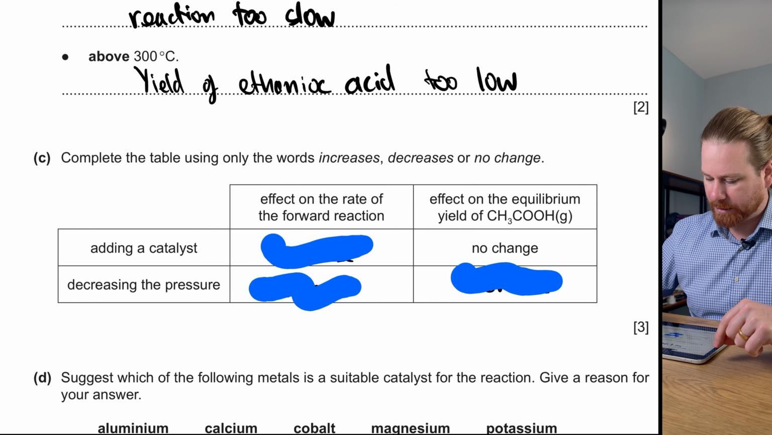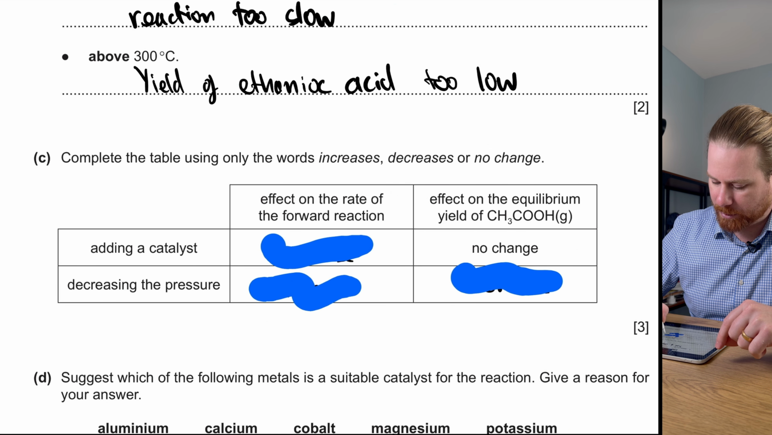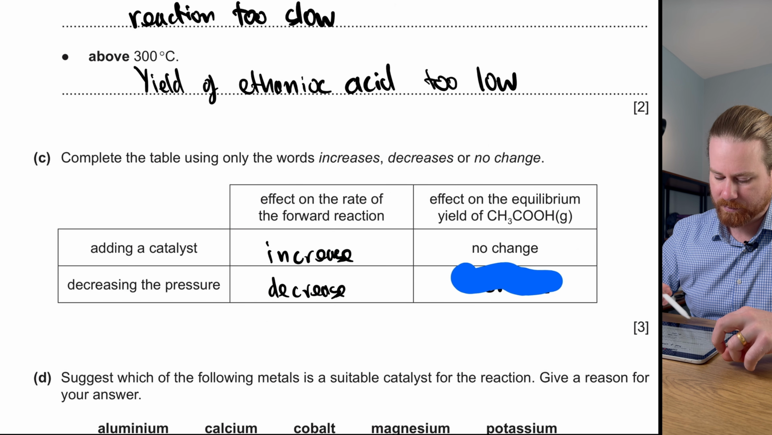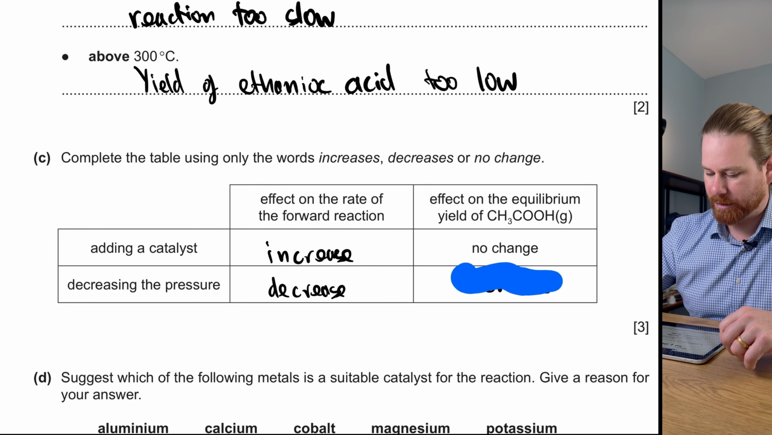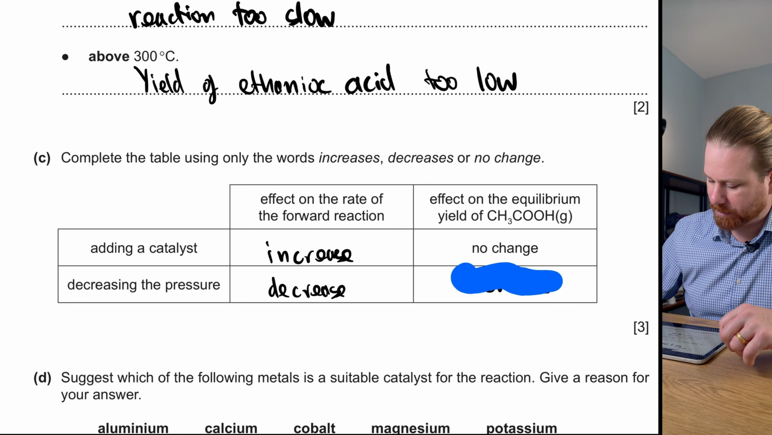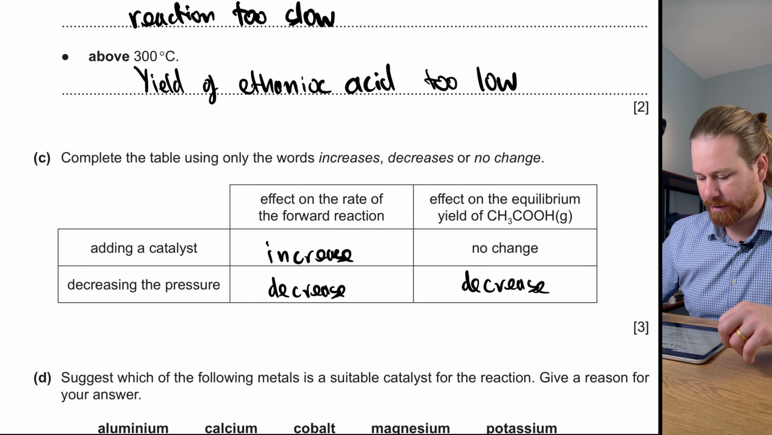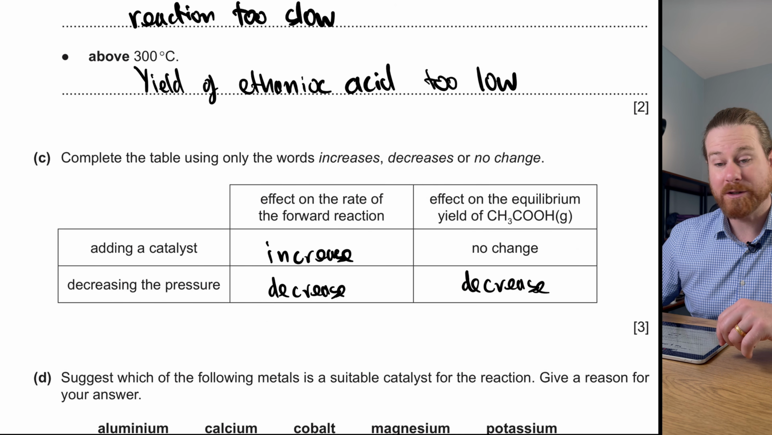Okay, so let's complete this table. Adding a catalyst increases the rate of forward reaction. Decreasing the pressure decreases the rate of the forward reaction. And finally, the effect on equilibria: decreasing the pressure decreases the yield.